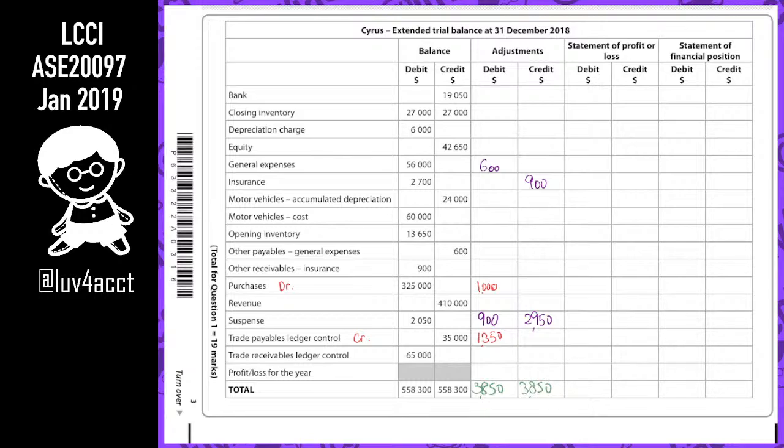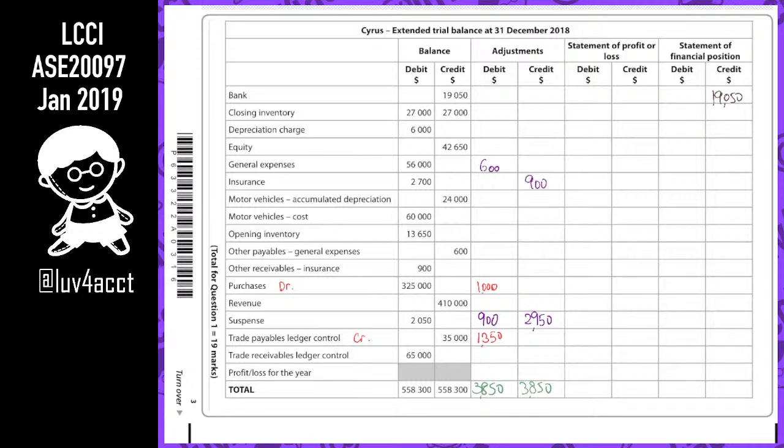So the next part is to update the balance and put it into the corresponding columns of the statement of profit or loss or the statement of financial position. We have to determine item by item which item goes where. So the first one, bank 19050, credit, it is statement of financial position. If it is on the credit side, then it goes back to the credit side.